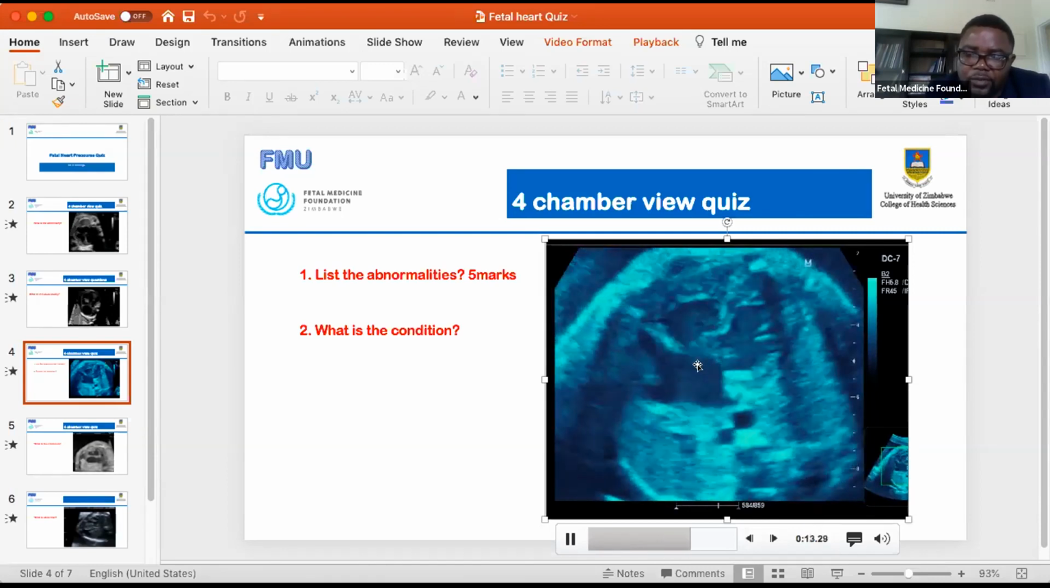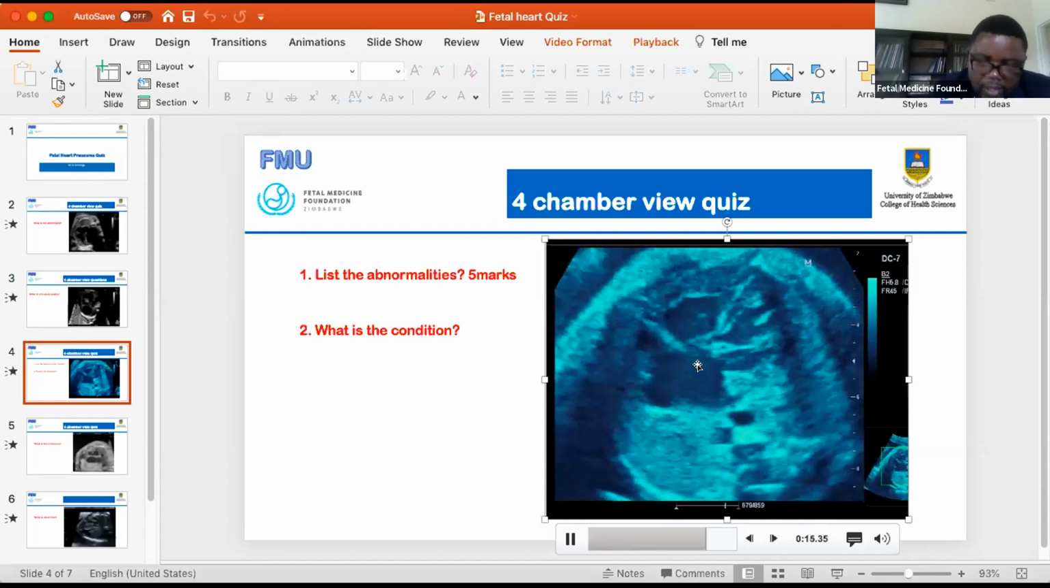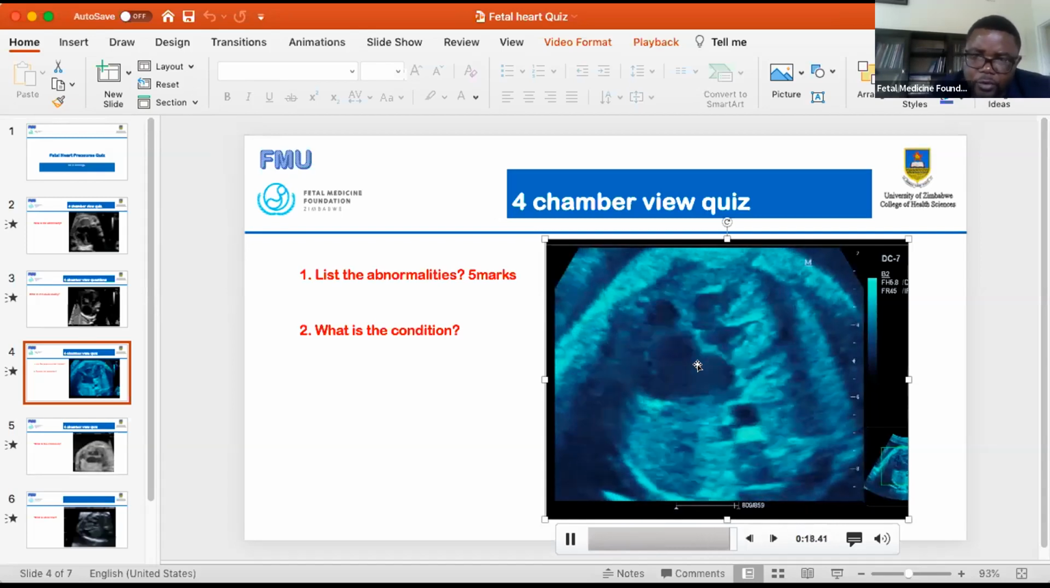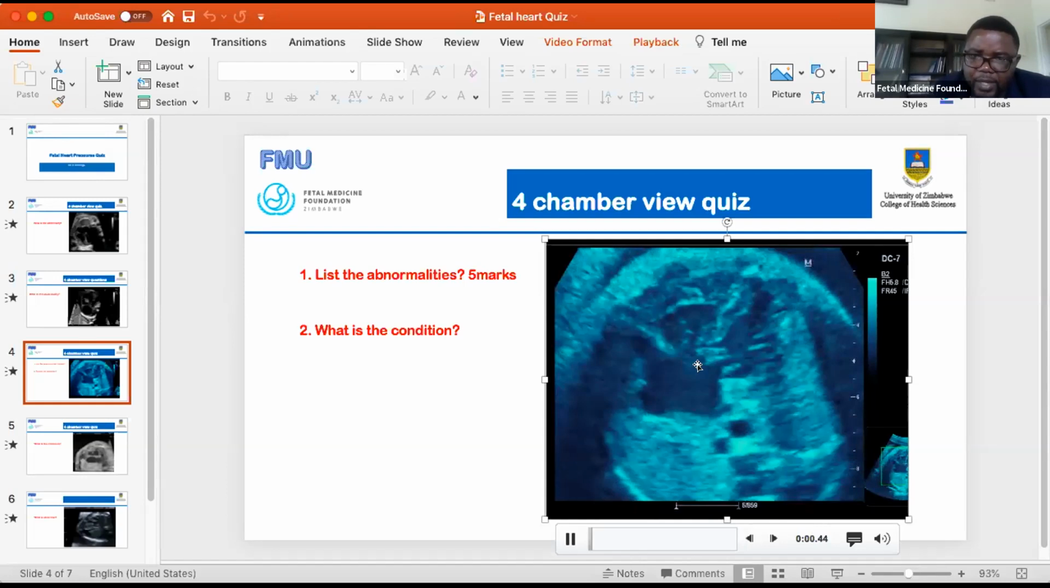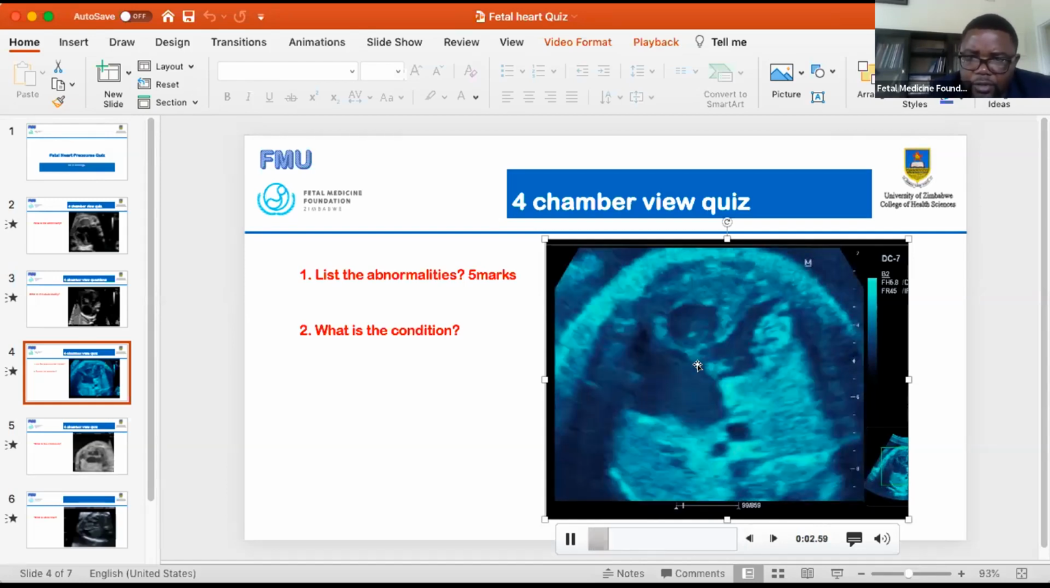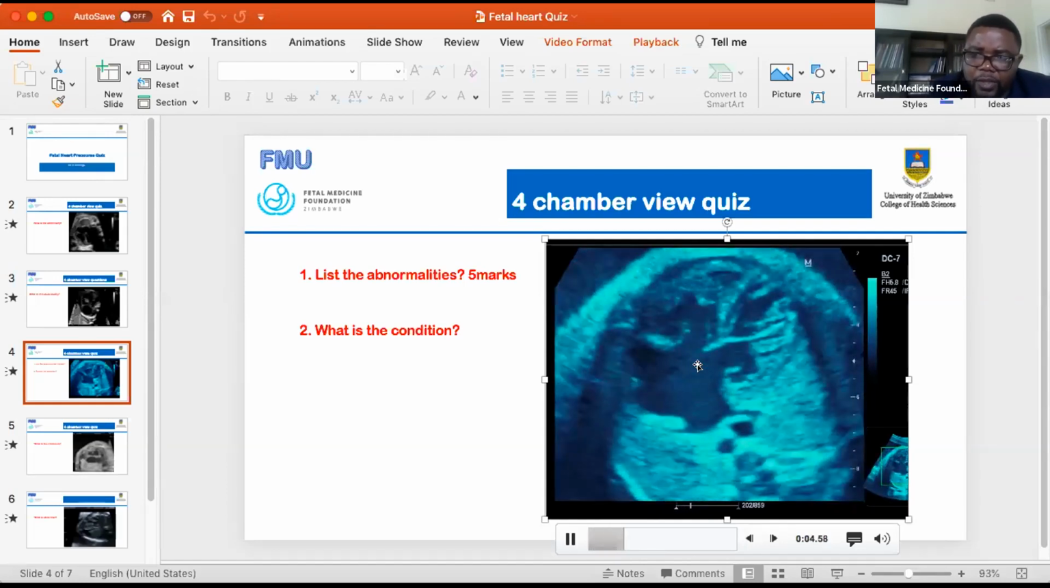Unfortunately, in our setup, this condition is near lethal. The ones we have had, none of them have gone home, unfortunately. Even the pacemaking will not help here, because they'll be having other defects.